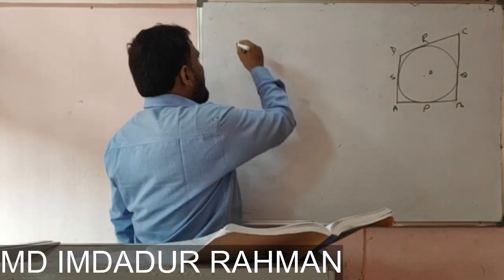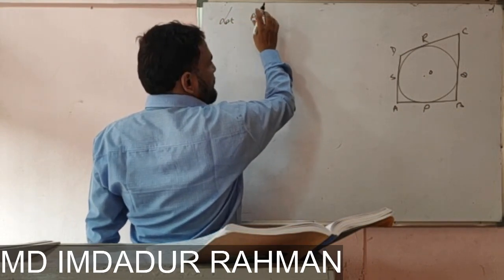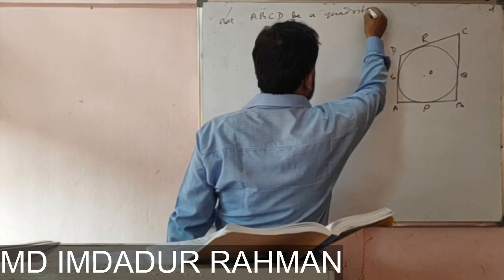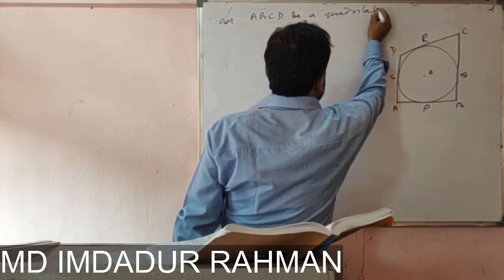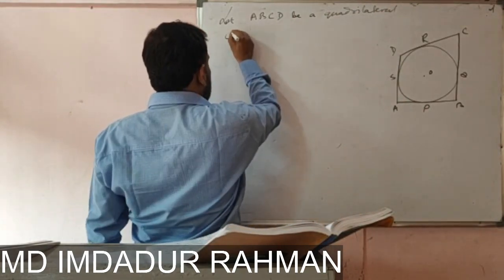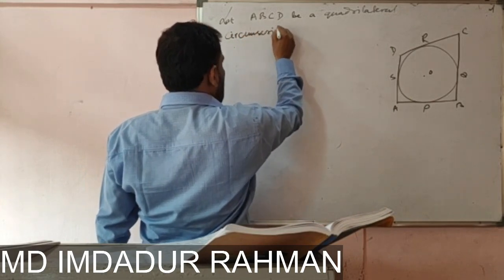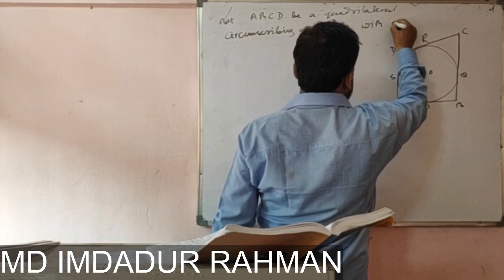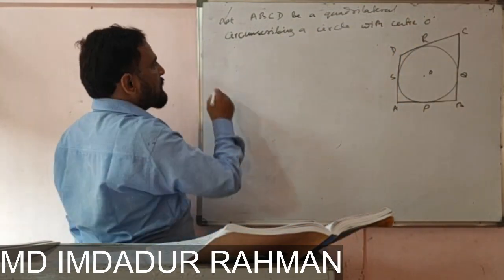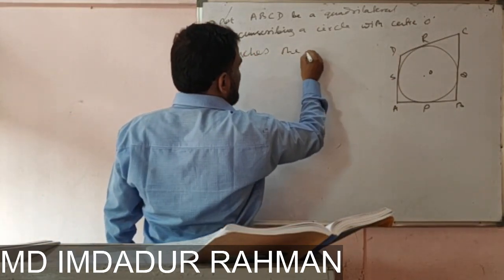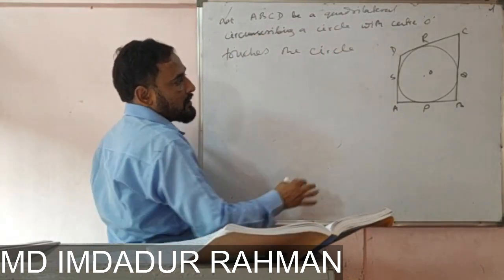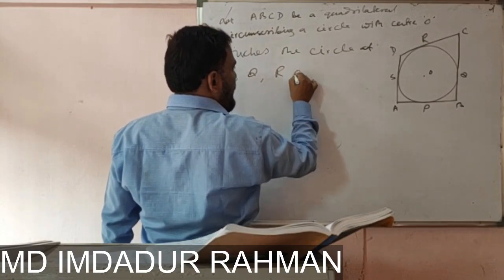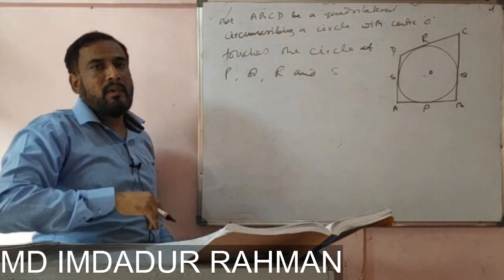Whatever we have drawn, let us write. Let ABCD be a quadrilateral circumscribing a circle with center O, touching the circle at P, Q, R and S. What is to prove?